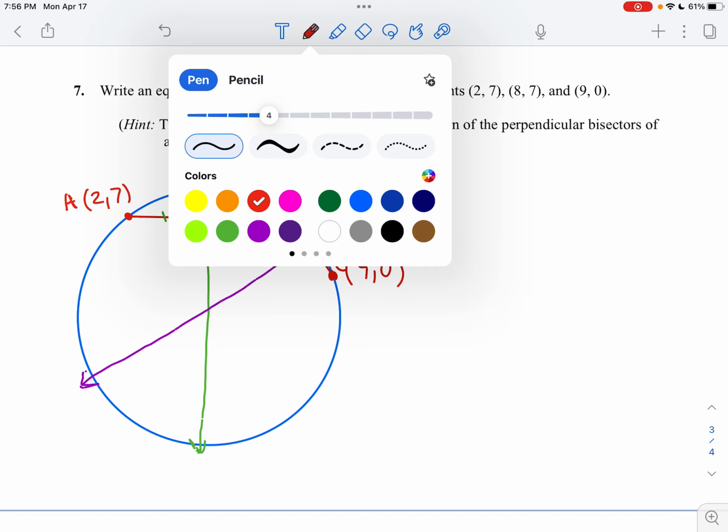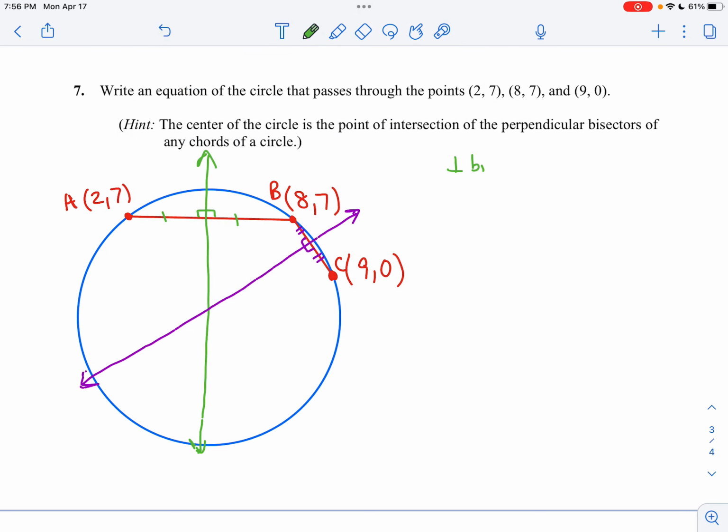So my green line is the perpendicular bisector of segment AB. And so a couple nice things there. We need the midpoint. So 2 plus 8 is 10, divided by 2 is 5. And then the y value doesn't change. That's going to be 7. So we have the midpoint of 5 comma 7.